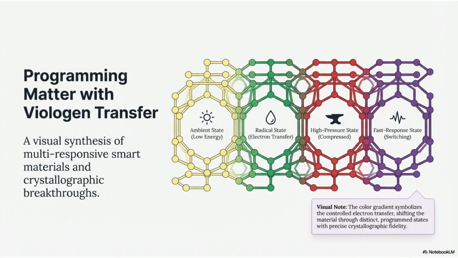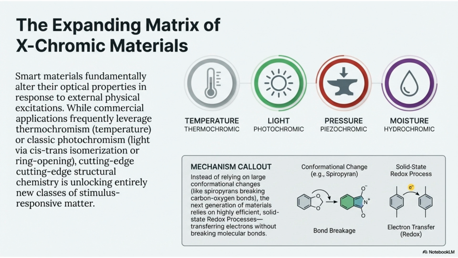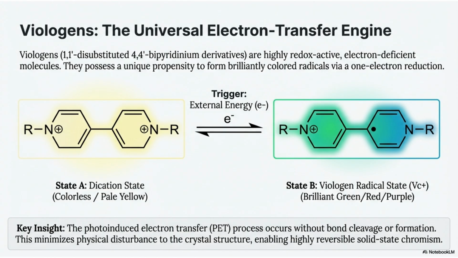This video explores programming matter using viologen electron transfer, which is a visual synthesis of multi-responsive smart materials and crystallographic breakthroughs. The color gradient shows controlled electron transfer, shifting the material through distinct, programmed states. Smart materials alter their optical properties in response to external physical excitations like temperature, light, pressure, and moisture. The next generation of materials relies on highly efficient, solid-state redox processes, transferring electrons without breaking molecular bonds.